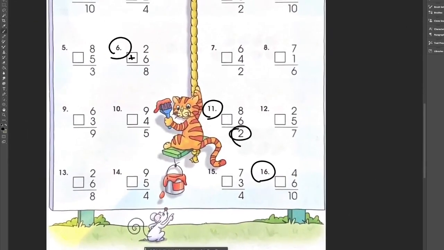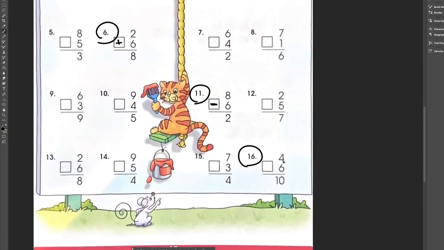Now let's take a look at this. The resultant number is 2, and the original number is 8. The only way we can get a smaller number from a bigger number is by subtracting something from that bigger number. So we know this has to be a minus. And if we do this calculation out, then we will get 2 as our answer.